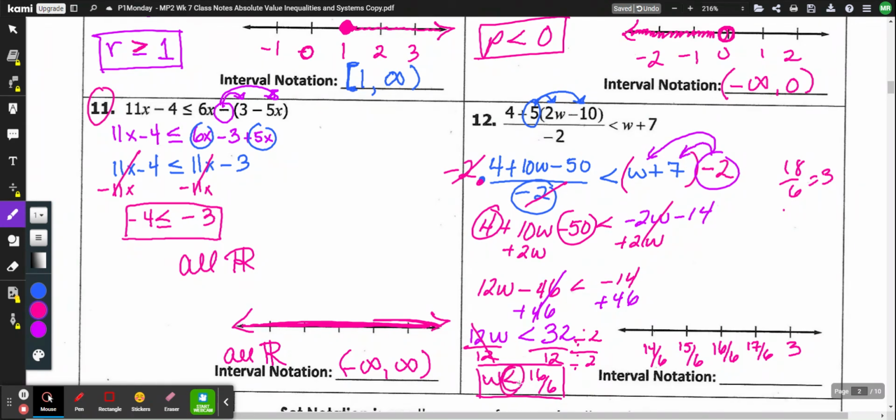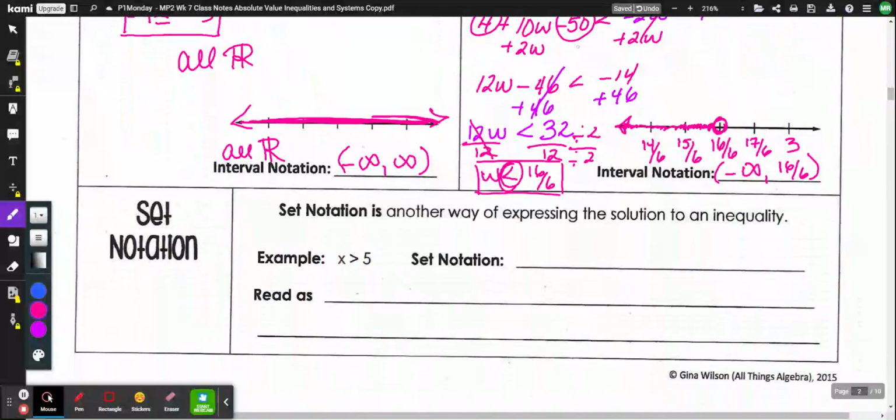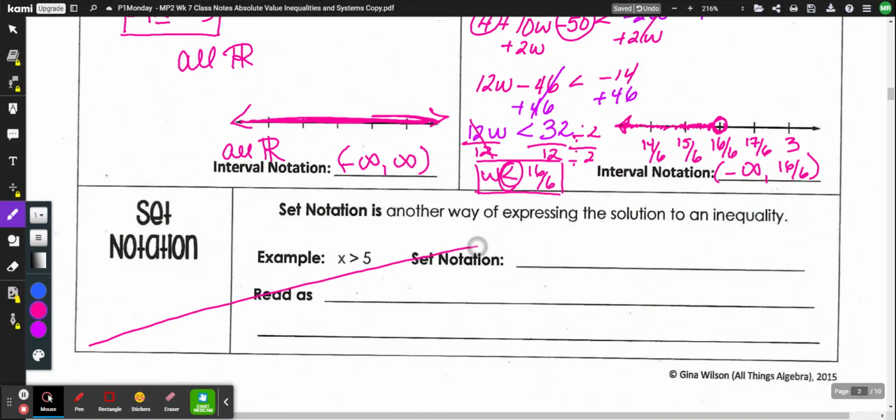The inequality here is just less than, so I'm going to use an open circle. I'm saying w is less than 16 over 6, so I'm going to shade this side. Draw my arrow. And I'm going to go from negative infinity to 16 over 6. I do not include the number, so I use parentheses. Okay. We're not going to worry about this set notation just yet. We're going to review that in another section.